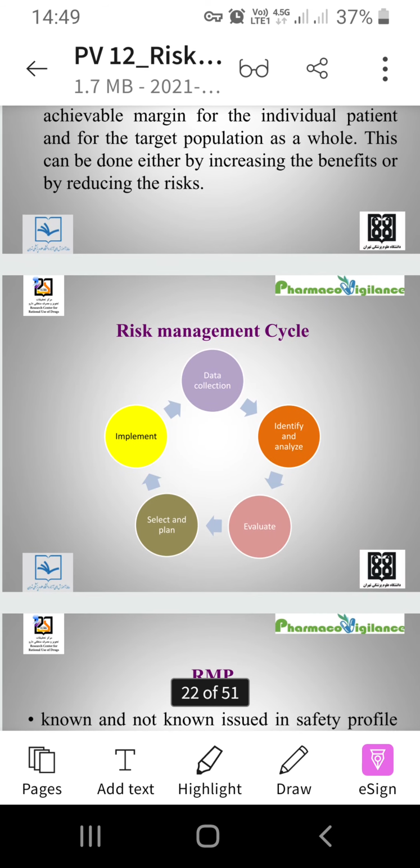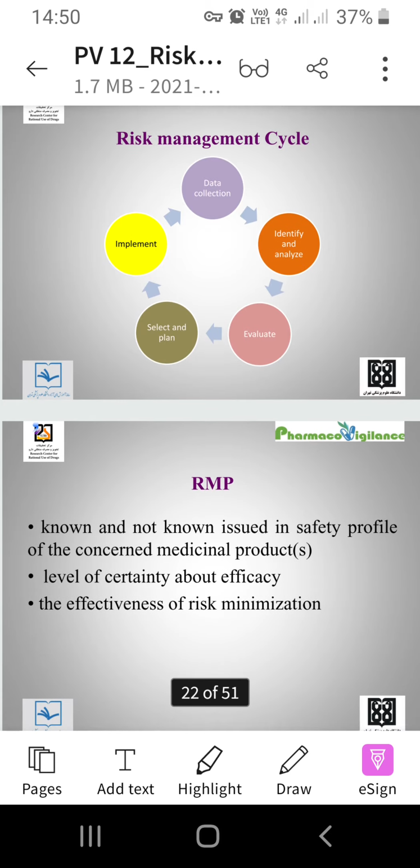Risk management cycle. First, data collection, identifying and analyzing, evaluating, selecting and planning, implementing, and again, this is a chain. Implementing, data collection, identifying, analyzing, evaluating, selecting and planning, implementing, again. This is the cycle of risk management.